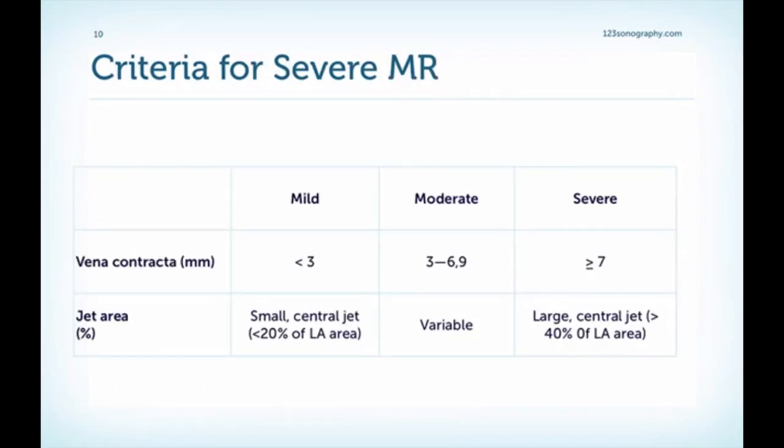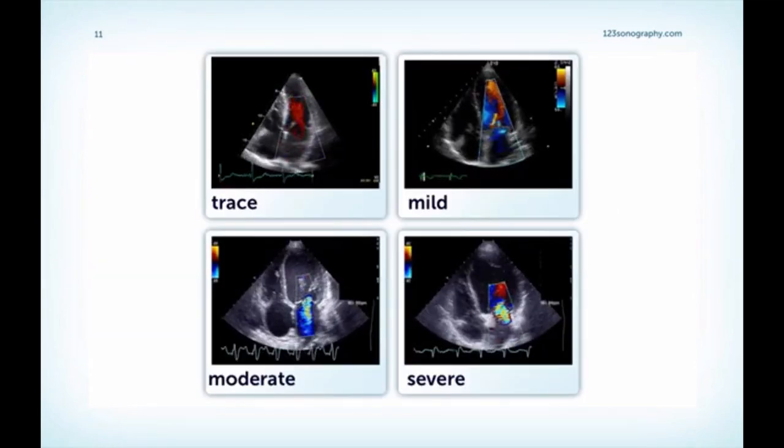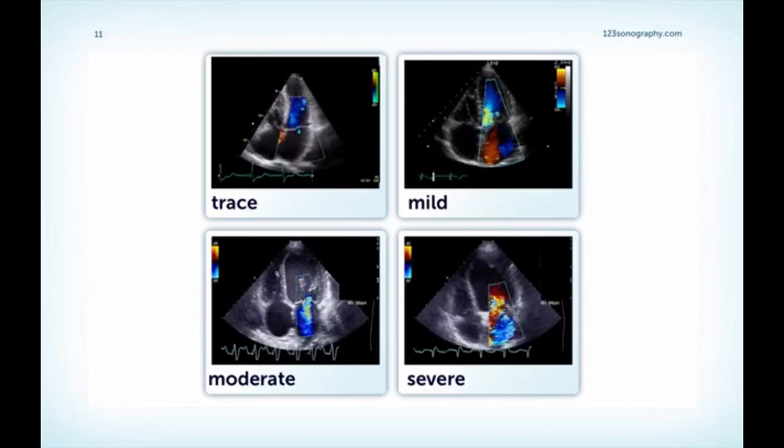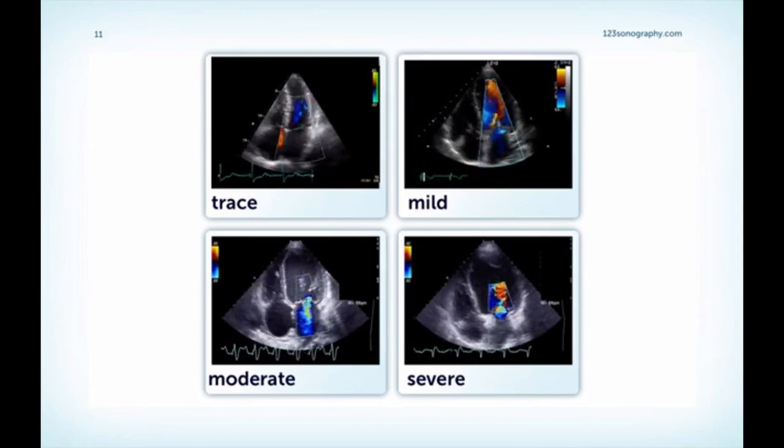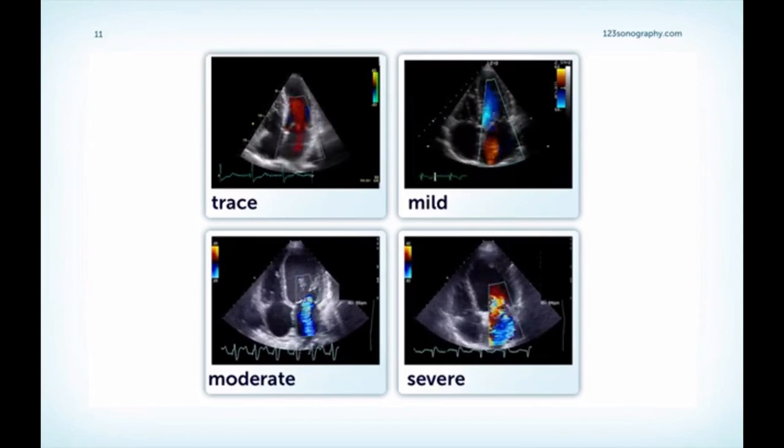With all the pitfalls that are involved in measuring the jet, here are some reference values for the vena contracta. Mild, below 3 millimeters, moderate between 3 and 6.9, and severe above 7. You can also use the jet area. Here are the reference values. You can see them in the fact sheets. I rarely use these. So here I am. First I tell you there are no numbers to quantify regurgitation, and then the next thing I do is I give you reference values. You're correct. I should stick to the visual assessment.